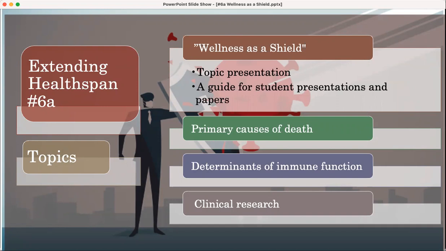To do that, I'm going to use the example of immunity and talk about the causes of death, determinants of immune function, and some of the clinical research.